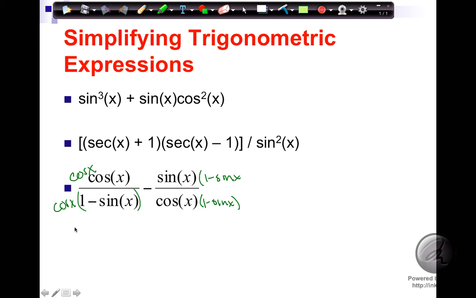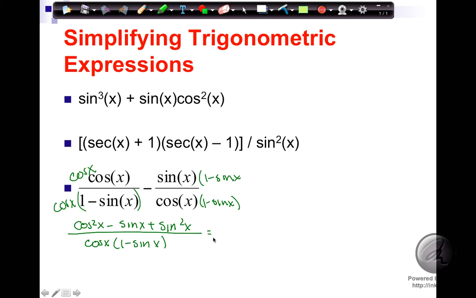So on the left fraction, I get cosine squared. And because they have common denominators, now I'm going to go ahead and combine. This becomes a minus sine times 1, so it's a minus sine of x. And a minus sine times another minus sine becomes plus sine squared of x. All over cosine x times 1 minus sine of x.